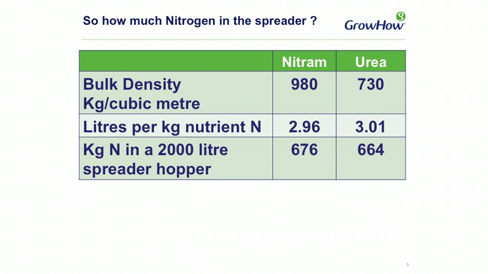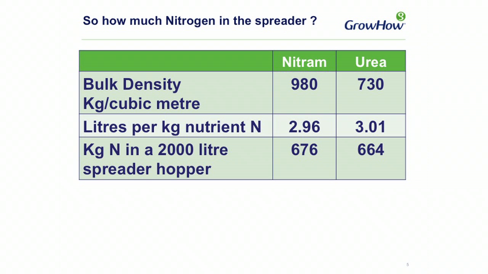If I do the same calculation with urea at 730 kilograms per cubic metre, I would need just over 3 litres of product to get a kilogram of nutrient N. And in that same 2,000 litre hopper, I'd only be able to get 664 kilograms of nutrient N. So actually less in this case than ammonium nitrate.